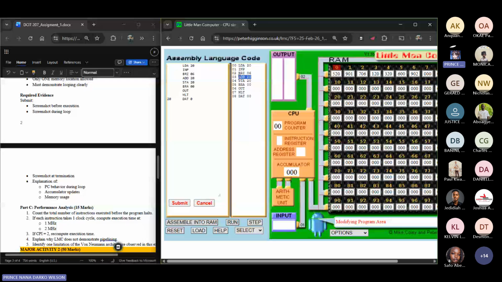All right. Let me take my time and explain this one last time. The load instruction at the top.